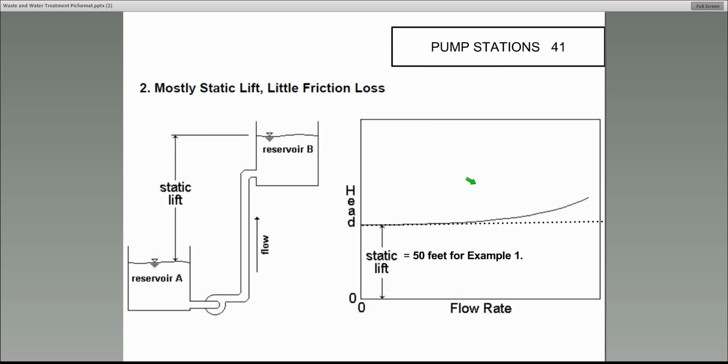Now here's another one where you have a difference in the elevation of the water, and this is called a static lift. And this difference on the pump curve would be this distance on the curve. That's your static lift. Say this is 50 feet, then you would have a chart over here that would be 50 feet. You'd have a straight line across there, and then you would have the curve. It wouldn't start out at 0, it would start out at 50 feet. So that's the second example.